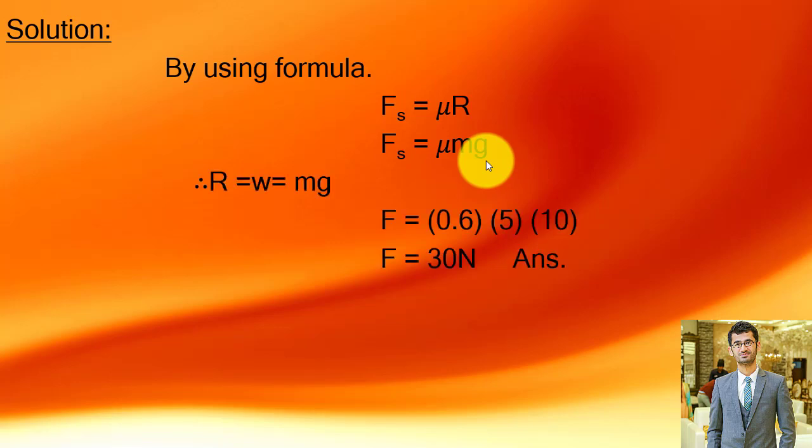Gives us F is equal to 0.6, that is the value of frictional coefficient, 5, that is the value of mass, and 10, that is the value of gravitational acceleration. By multiplying these, we get F is equal to 30 Newton. And that is the answer of this question.